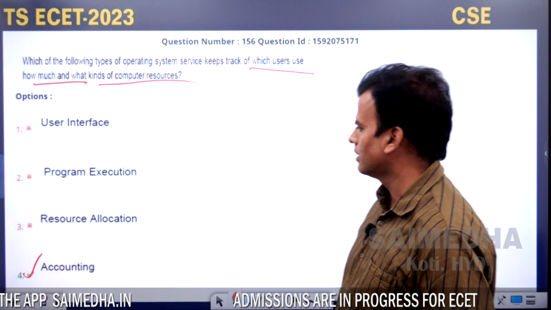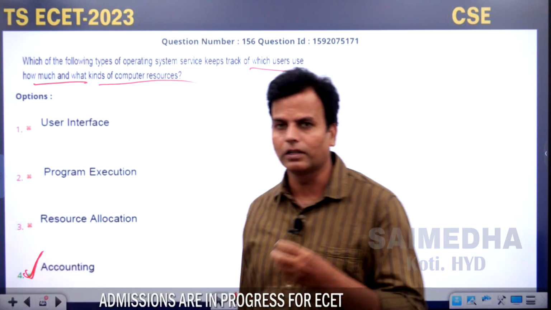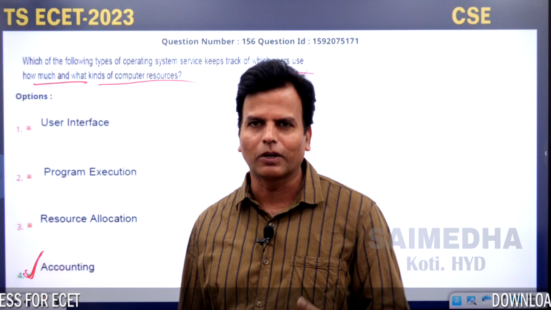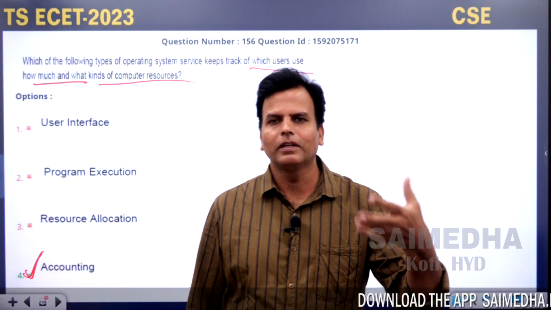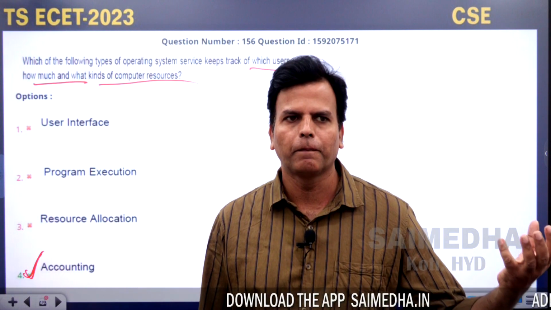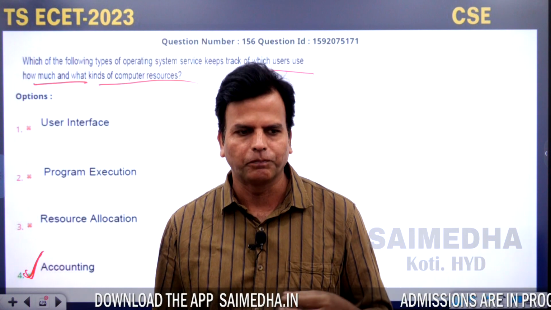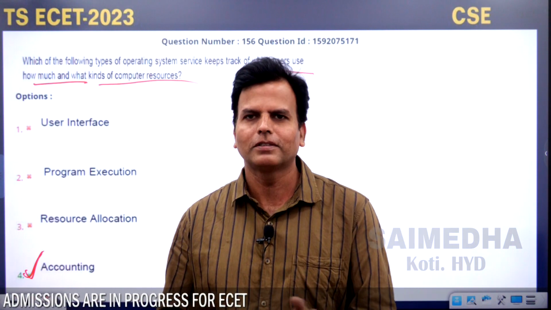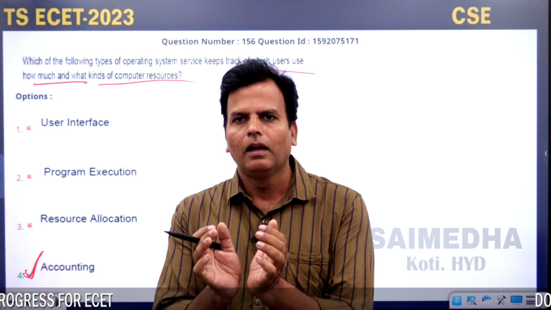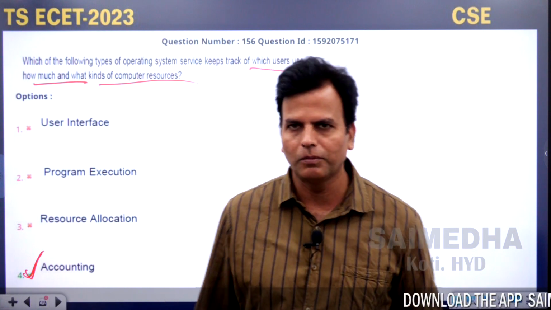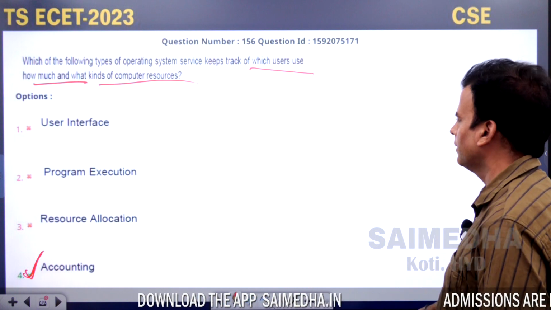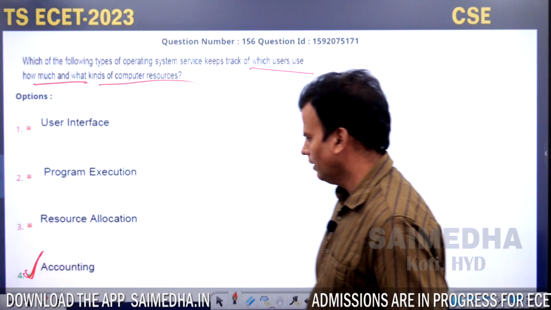This kind of thing we are calling accounting. The term itself is indicating that. In general also, what does accounting mean? In any organization, if a person is working, we keep information on how many days he came and how much work he has done. All these things we are collecting as information, and that information we call an account. So here we are saying accounting. The next one.